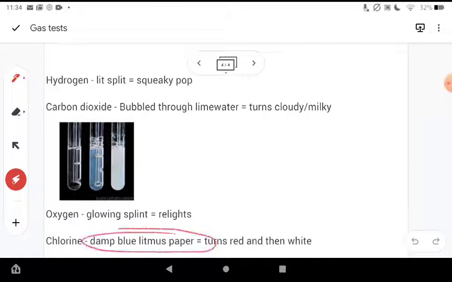And chlorine, now litmus paper is an indicator. It goes blue in alkali and red in acid. If I take damp blue litmus paper, what will happen is the chlorine will dissolve in the water that makes it damp. That will turn into hydrochloric acid, which makes it go red because it's now acidic. And then because chlorine is also a bleach, it will then go white. So it turns damp blue litmus paper red and then white.